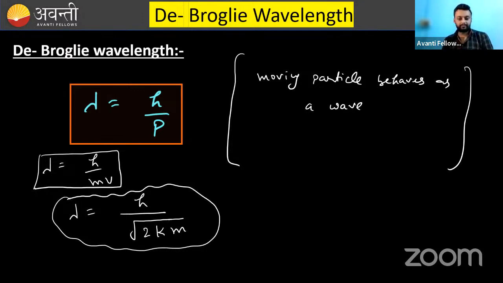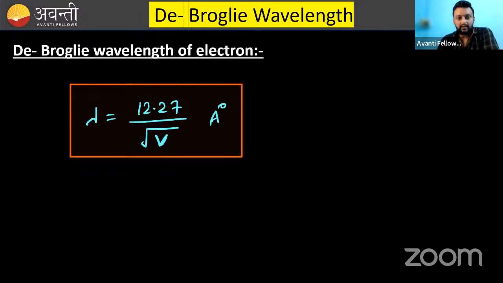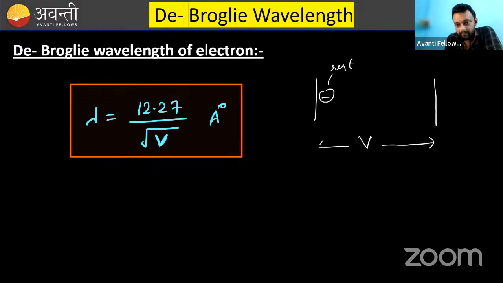I hope you are writing it. You are making the short notes. Moving further. De Broglie wavelength of electrons. Once again, they are talking about electrons. So if they are talking about an electron, what is the situation here? The situation says an electron is at rest and it is accelerated by some potential. Then what will be its wavelength? That is 12.27 by root V angstrom. Here V is the accelerating potential.